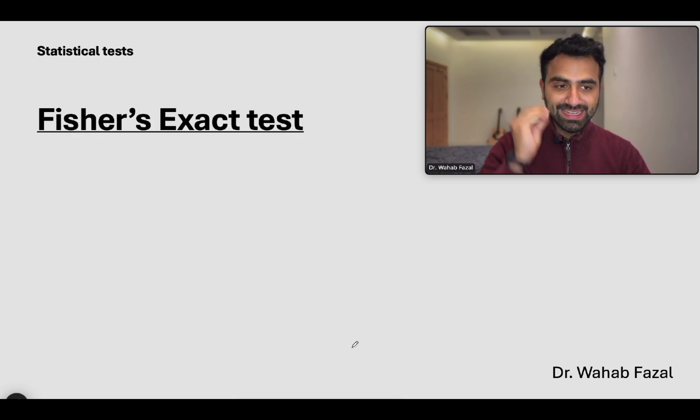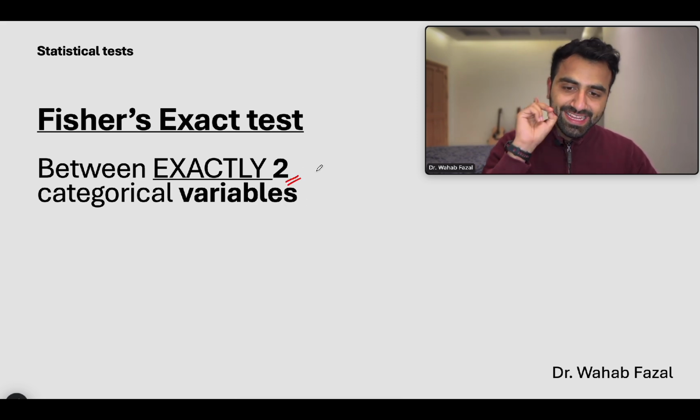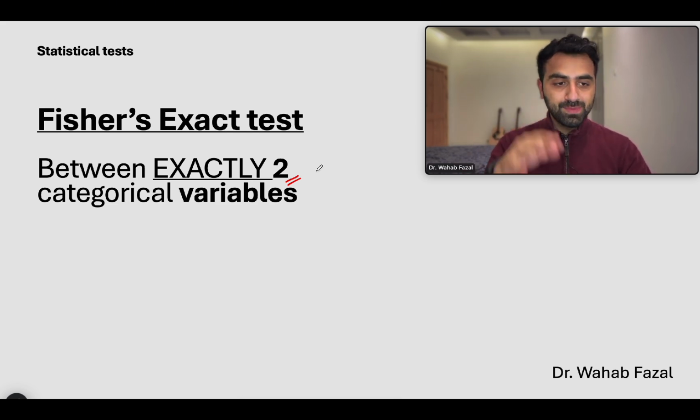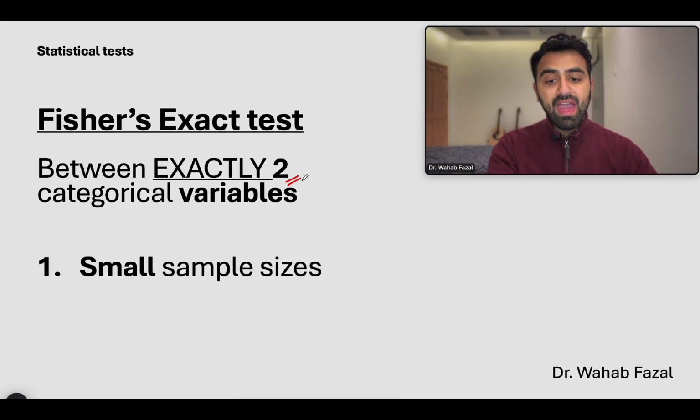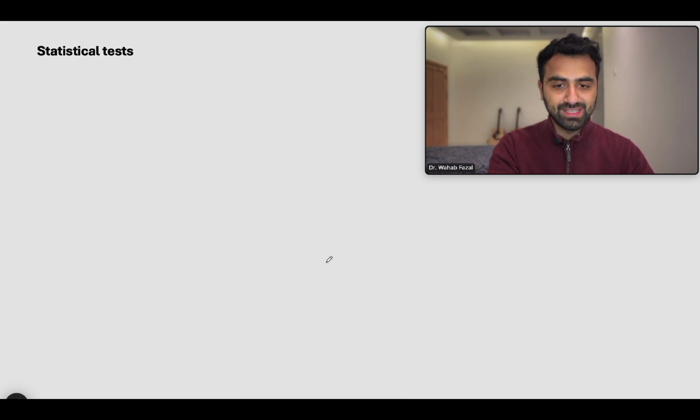Fisher's exact test. What's the difference between chi-square and Fisher's exact? Well, you usually have exactly two categorical variables, not more than two, meaning both the independent variable and the dependent variable are qualitative. And then you have smaller sample sizes. It's usually used for smaller sample sizes, with a count less than 5 in at least one of the boxes, like we had in the example previously shown.